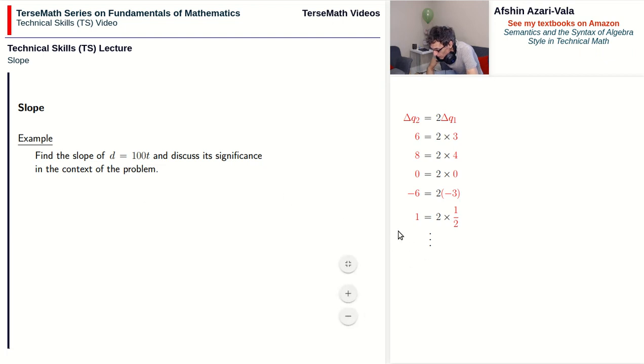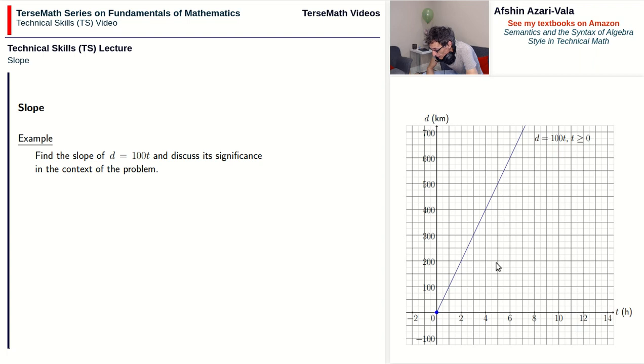Okay, the graph of this equation is here. So we have d is equal to 100t with time being greater than or equal to 0. And basically what we are talking about is that after an hour you will have driven 100 kilometers. So you will be here on the road. This is the road, the d-axis. And after 2 hours you will be here. You will have driven 200 kilometers, and so on and so forth.